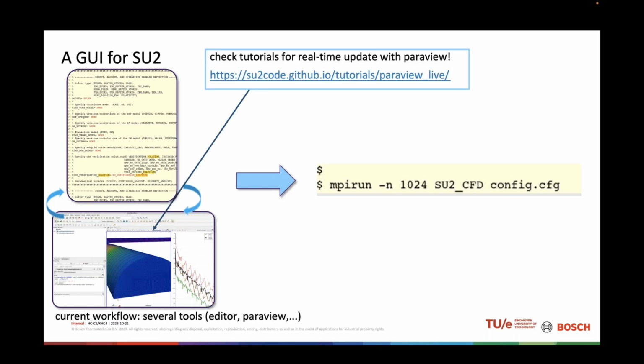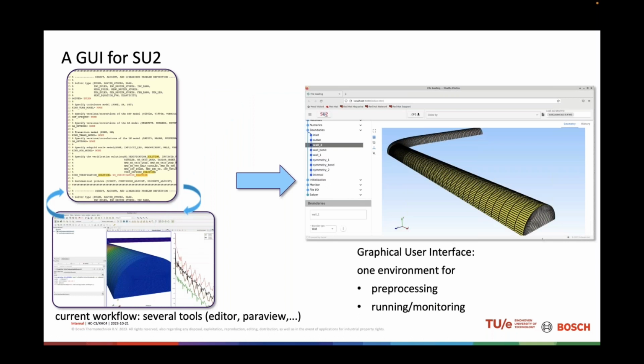Now, about looking at the intermediate results, there's actually a tutorial online on GitHub that shows you how you can do a real-time update of the ParaView solution and the residuals that are stored in the history file, live in ParaView. So if you're interested in that, you can also have a look at that tutorial. But if you want more, then this presentation is for you.